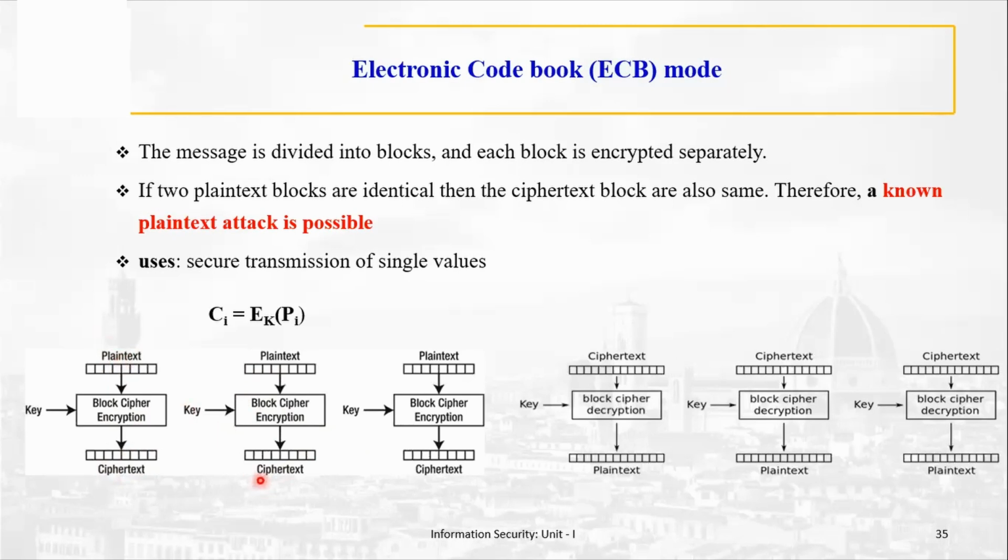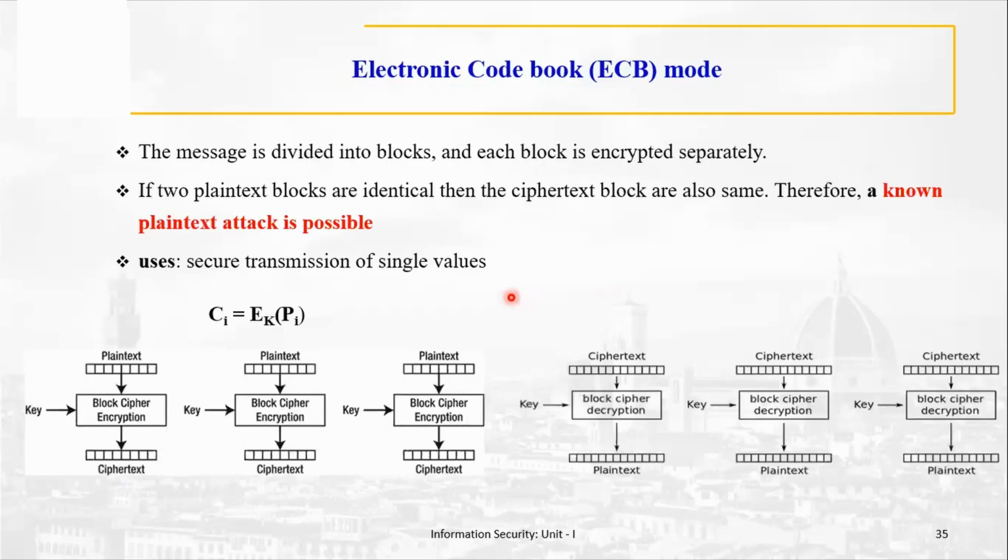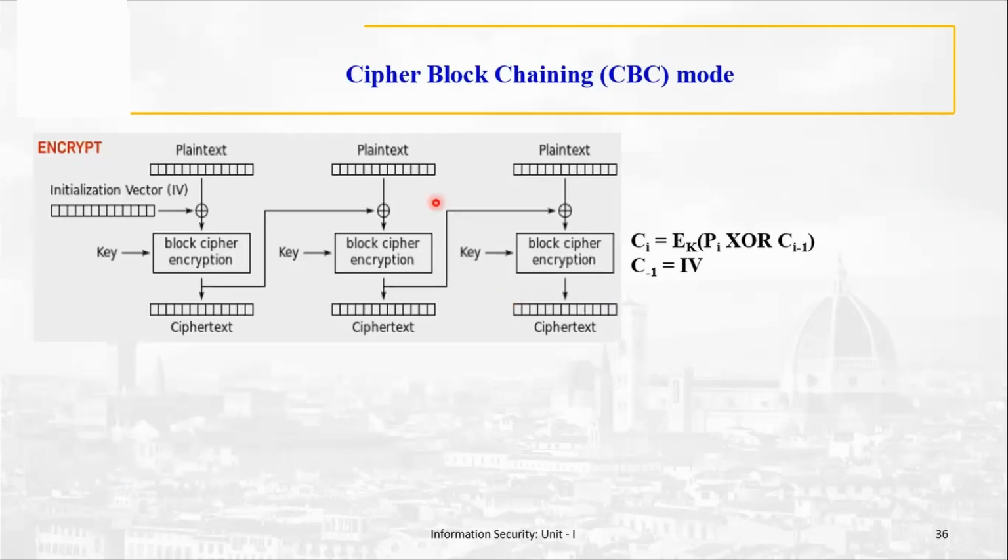So it becomes very easy for the hacker to know what could have been the plain text, even if he doesn't know the key, or even if he doesn't know what process is used for encryption, he might come to know that this is the ciphertext and this is the plain text. So that is the problem of ECB, and that is why the next mode is used, that is cipher block chaining.